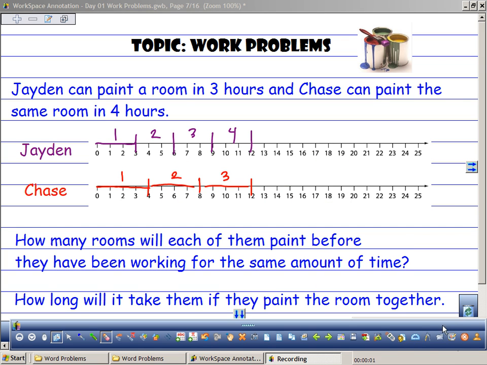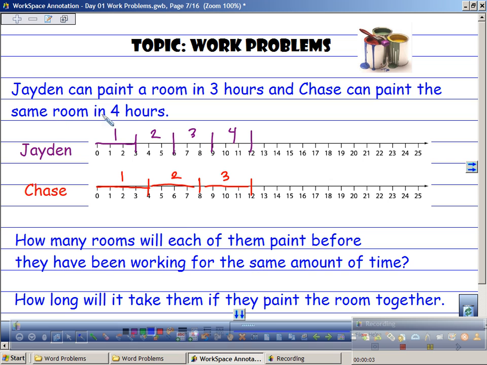Okay, so let's talk about work problems. If Jaden can paint a room in 3 hours and Chase can paint the same room in 4 hours, here's an explanation of how long it would take them before they've been working for the exact same time.